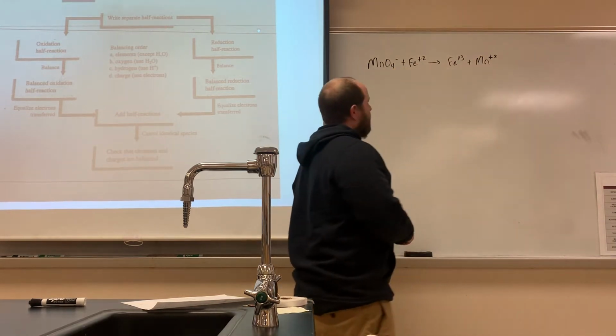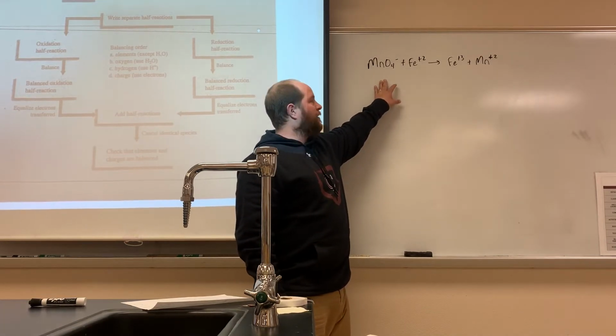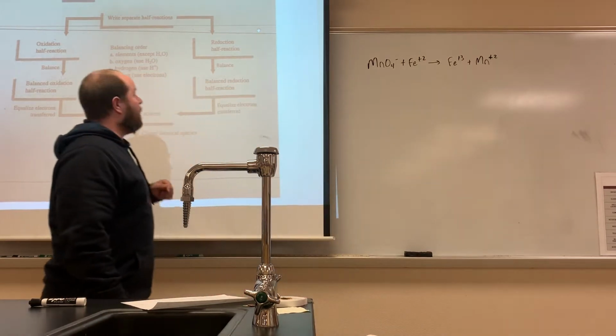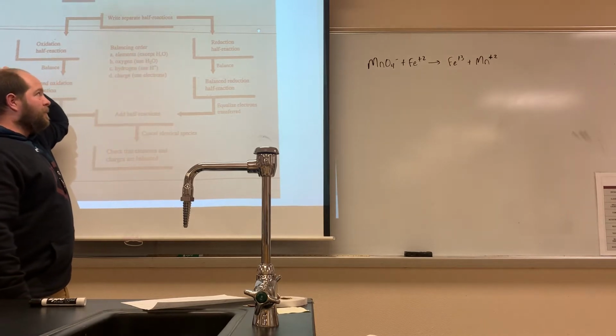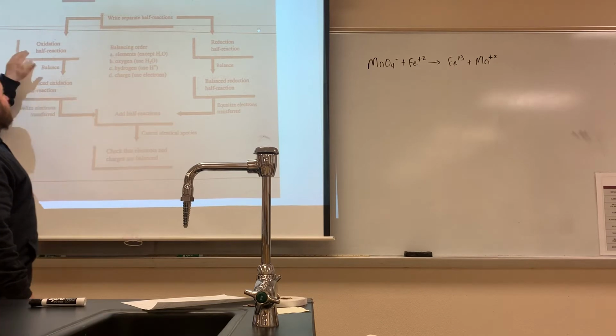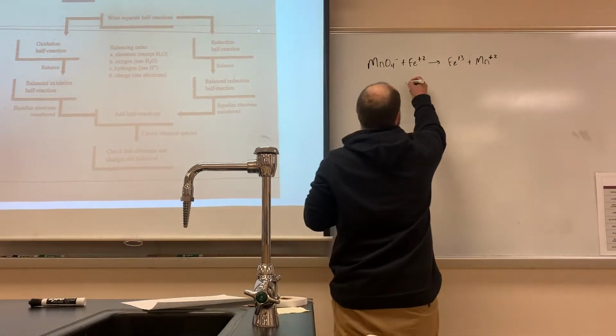I have an example on the board here. So this is an oxidation reduction reaction. We're going to balance this thing. Step 1 on the diagram says to write separate half reactions. So what we need to do is write the reduction half reaction and the oxidation half reaction. So I'm going to do that now.